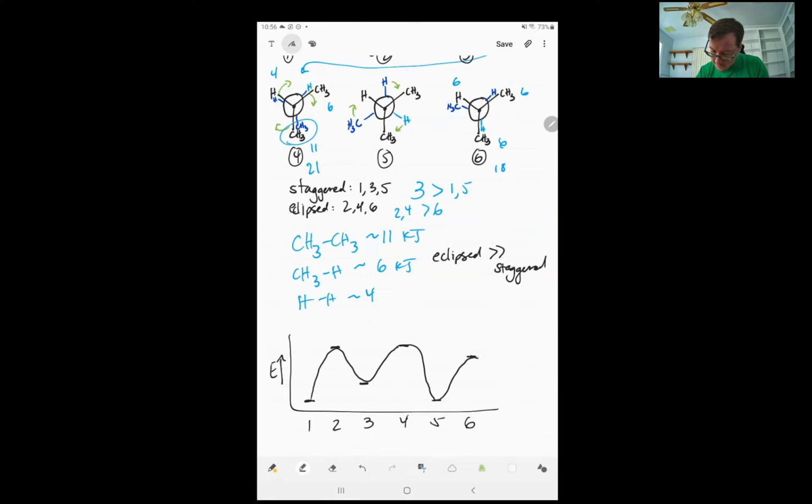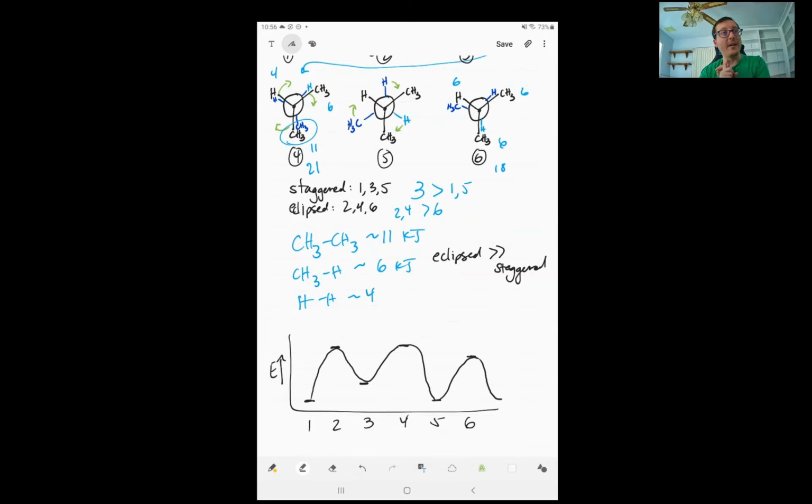And if we were to draw this, then we could now do our lovely drawing. Let me go back down again. And this is how we would be able to draw this. So what we were first able to do, identify all our staggered ones and our eclipsed ones. You'll always have 3 of each, right? If you're doing 6, yeah, half and half.